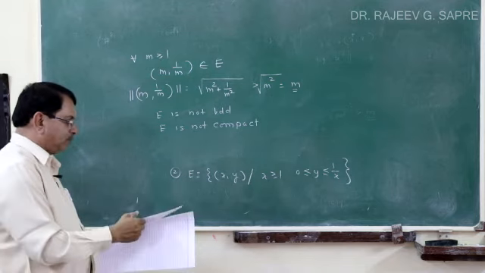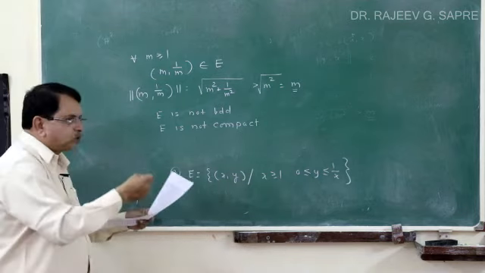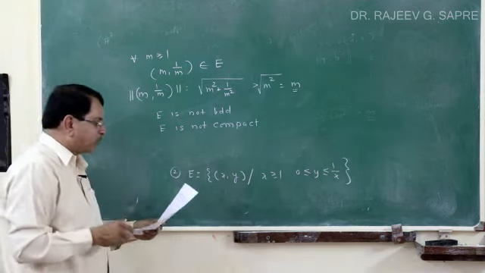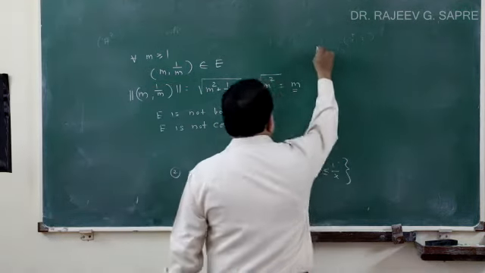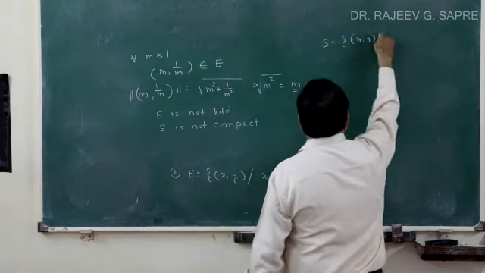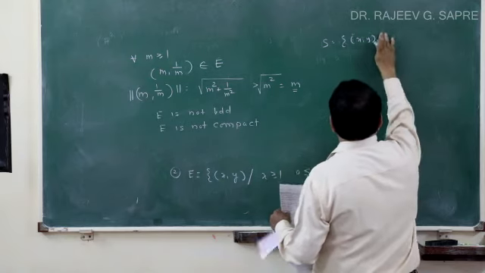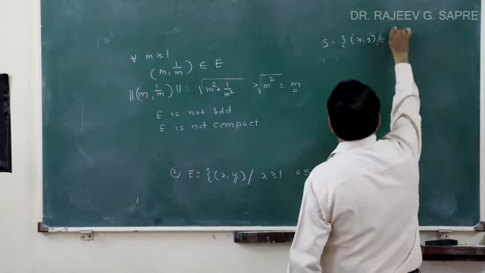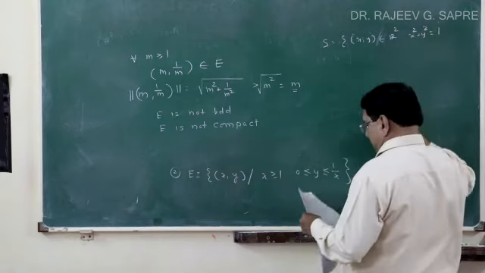So we just have to check whether the set is bounded or not bounded. And if it is closed and bounded, then it is compact. Then the last problem we will study. Suppose I am given this set. S is the set of (x, y) belonging to R2 such that x squared minus y squared is equal to 1.